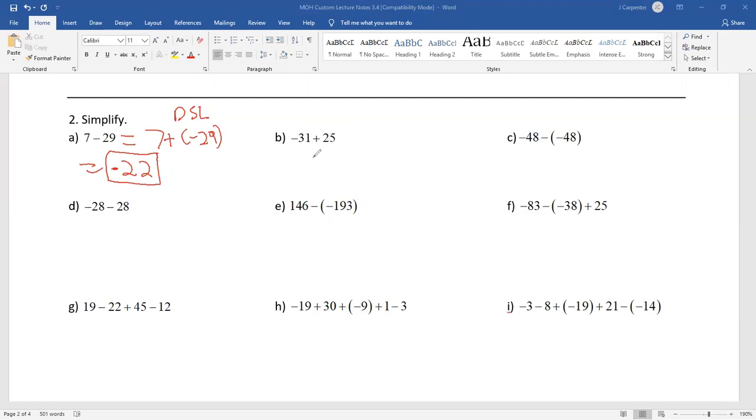Negative 31 plus 25. Now this is an addition. There's no rewrite here. Don't rewrite additions. We can go ahead to our rule. That's a negative and a positive, so DSL. These are different, positive, negative. So we'll subtract 31 and 25. 31 minus 25 being 6. But then we keep the sign of the larger. 31's larger, it's negative, and that makes that a negative 6.